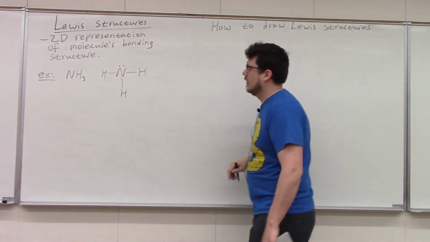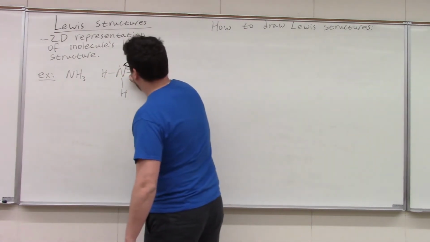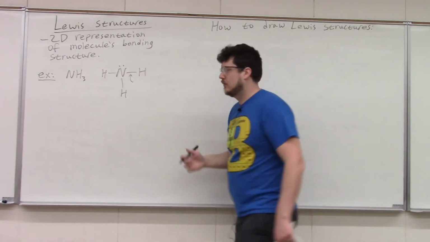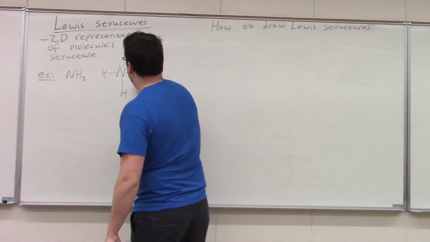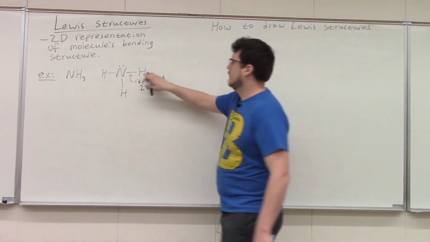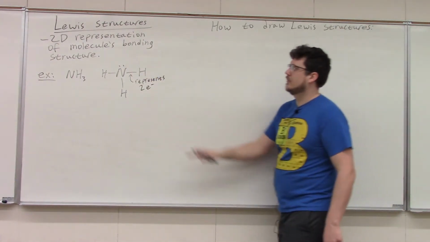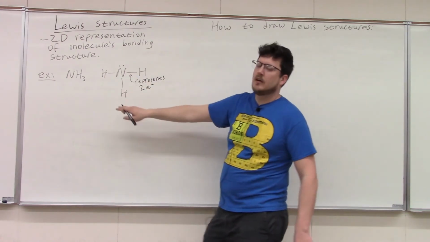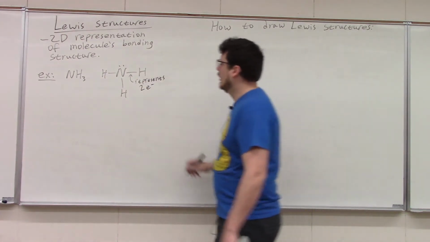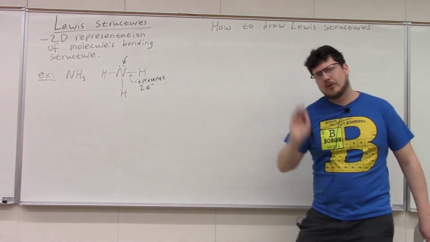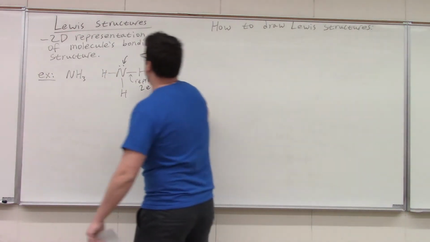And so what these are, bonds. And each of these lines represents 2 electrons. So we have 2 electrons being shared between the nitrogen and the hydrogen to the right, 2 electrons being shared between the nitrogen and the hydrogen on the left, and 2 being shared down here. But we also have these 2 electrons that are not being shared, that are only on the nitrogen. We call this a lone pair.